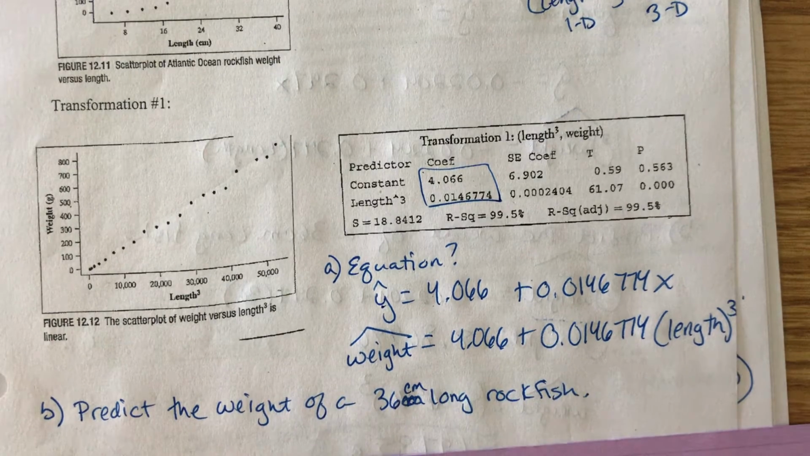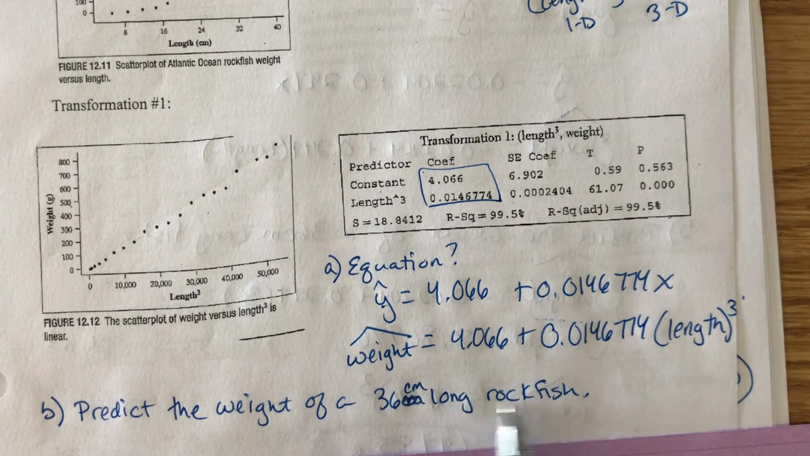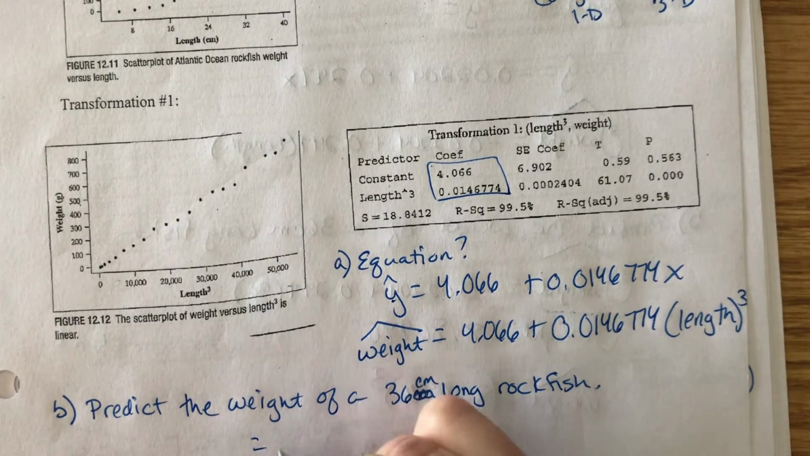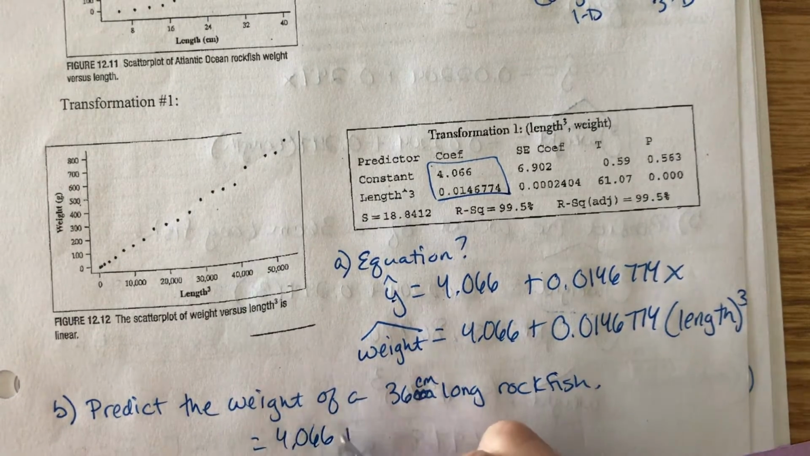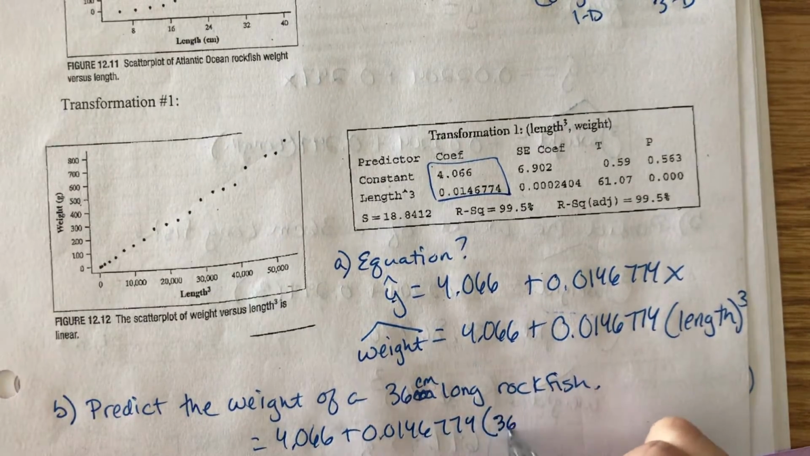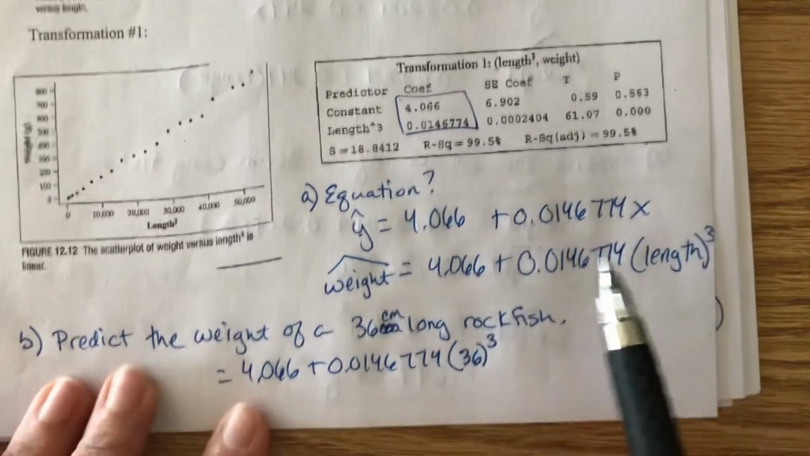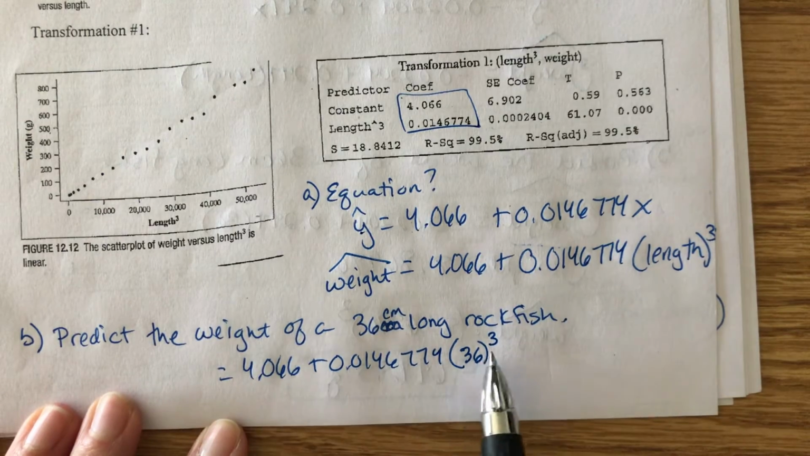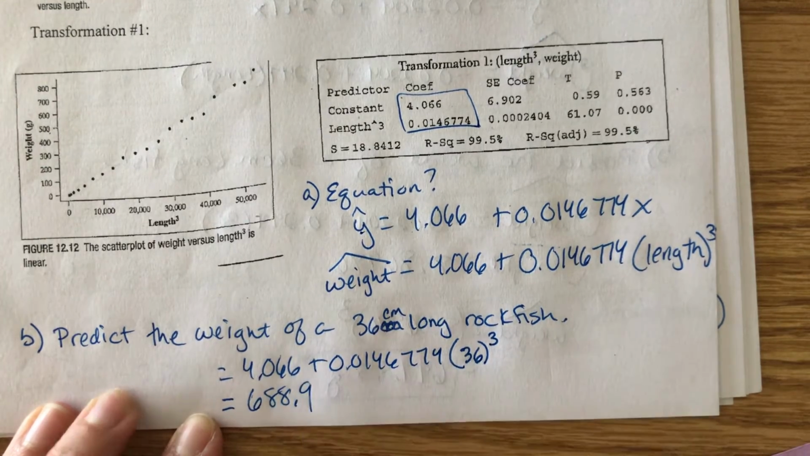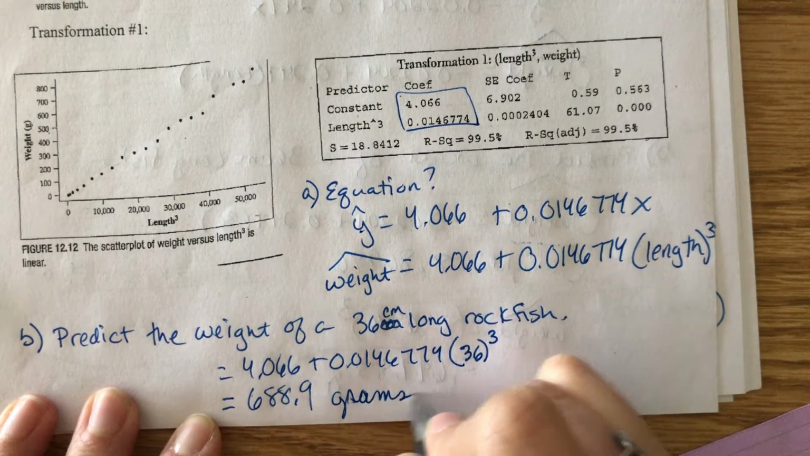So then if we say predict the weight of a rockfish that is 36 centimeters long, you would need to plug in: your predicted weight is 4.066 plus 0.0146774 times 36 cubed, because the ordered pair is length cubed comma weight. So you would plug this in your calculator with the cube part here, and we would get 688.9. And that would be our grams. That would be our predicted weight.